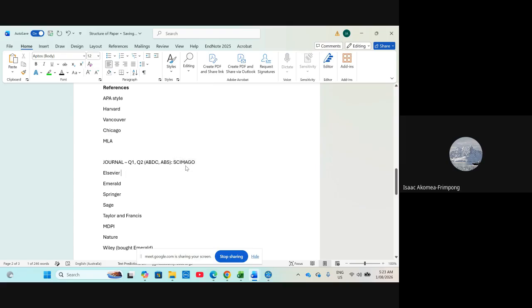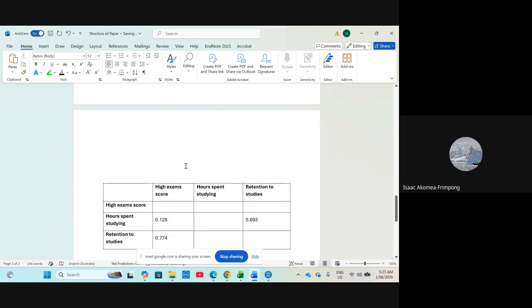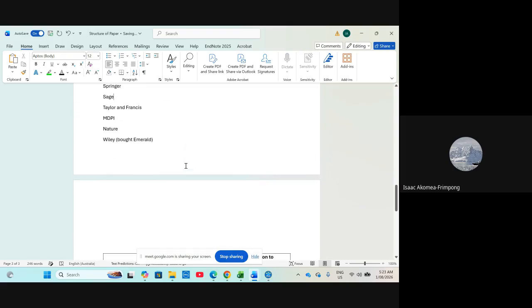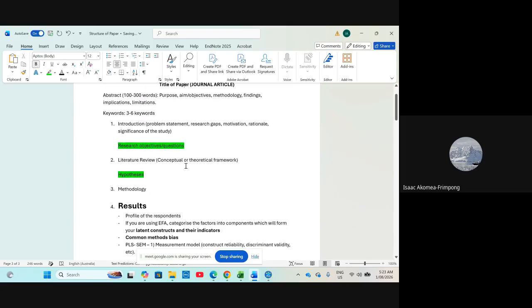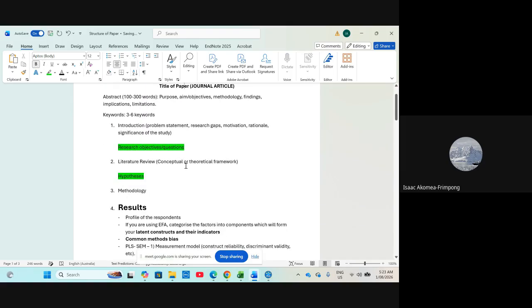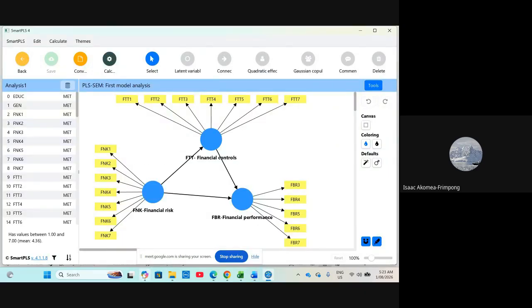On that note, that is it. So I'm going to leave you with the drafting of your article as we bring the whole journey to an end. Now let me move on to SmartPLS. Then we end. I'm going to take another almost 20 minutes to do this. Then we close.